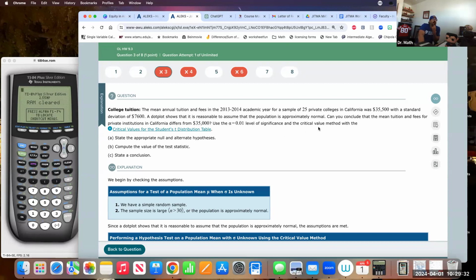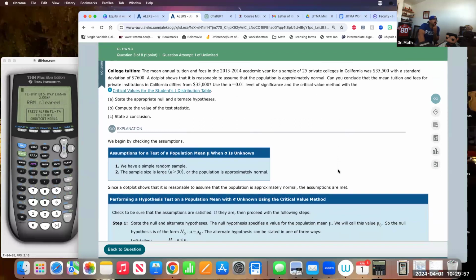All right. And we're going to use this critical method. So we have a p-value method and we have a critical method. We have this table here that you could feel free to use, but I'm going to show you how to use a calculator. It's just much easier. And in real life, you always use technology to do these types of problems. You have some cool technology that you're going to be working with. All right. So of course, they tell us that the dot plot shows us that the population is approximately normal, right? So because of that, these assumptions here are met.